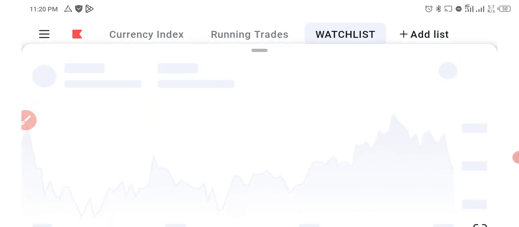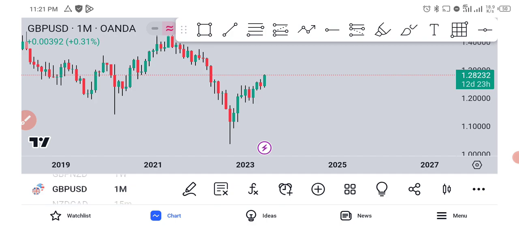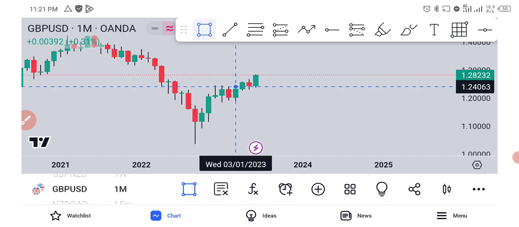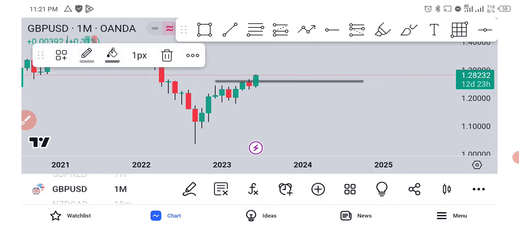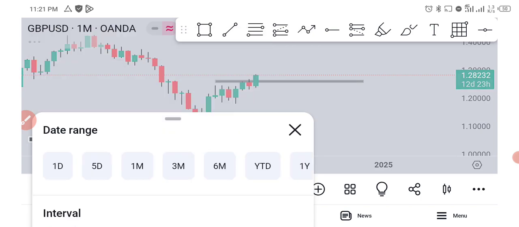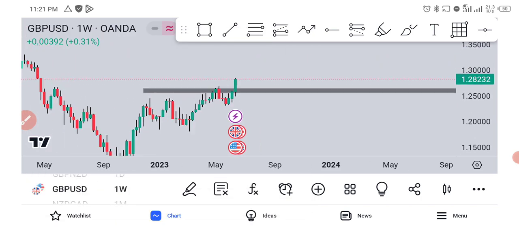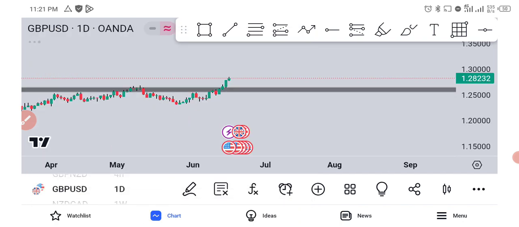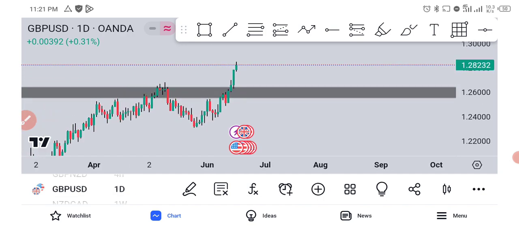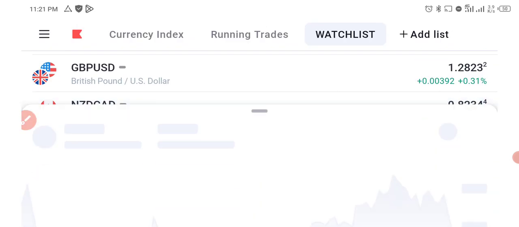Now GBP USD. So let's see what we have. The market is moving up, breaking above previous structure. This is our previous structure here. The market has already broken above the previous structure, and the retest is expected. That's what we have on the weekly time frame, and the weekly time frame is overextended to the upside. If we see a correction to the downside, then I'll be buying the pair. The daily is also overextended, so I need a correction to the downside for me to buy this pair. Now let me see what we have on NZD CAD.